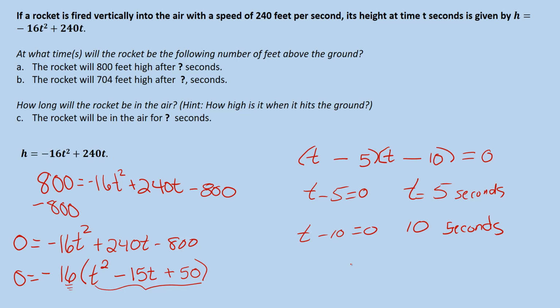Which means that this is when the rocket's going up, and maybe when the rocket's coming down, it'll be at 10 seconds. So these two different answers are basically telling you that as the rocket goes off, it's going up, and at 5 seconds it's at 800 feet, and apparently it's going to come back down again and be at 800 feet at 10 seconds.